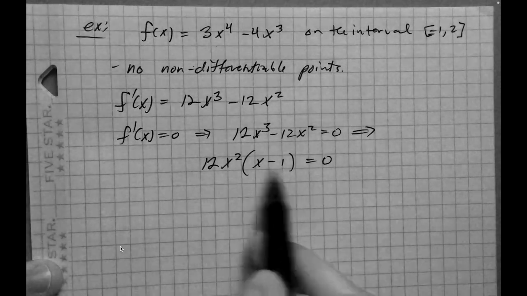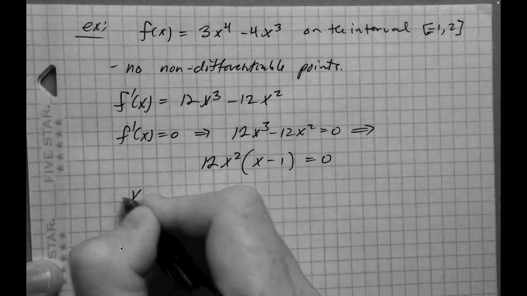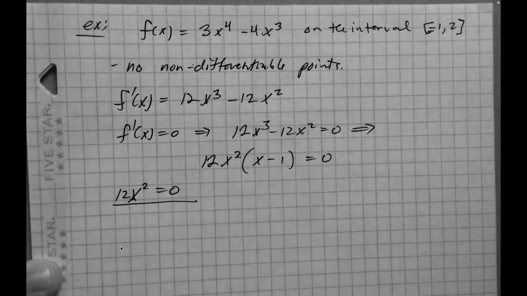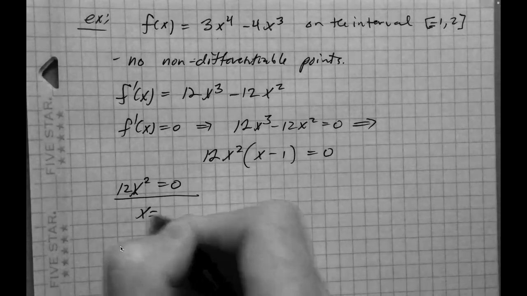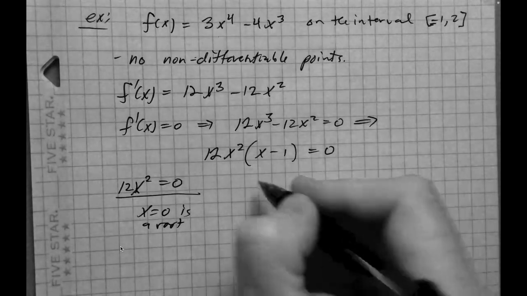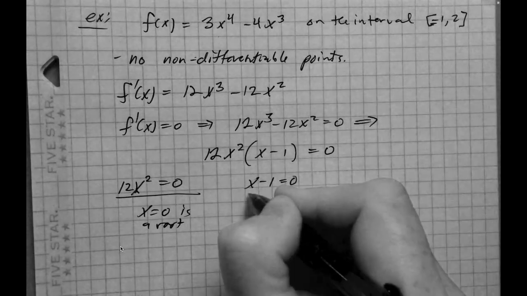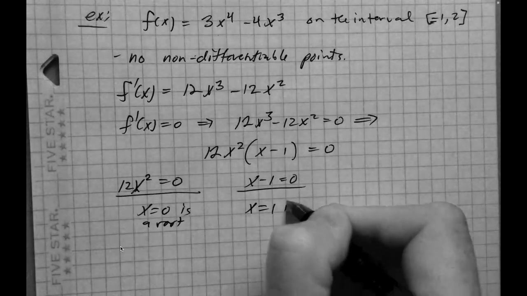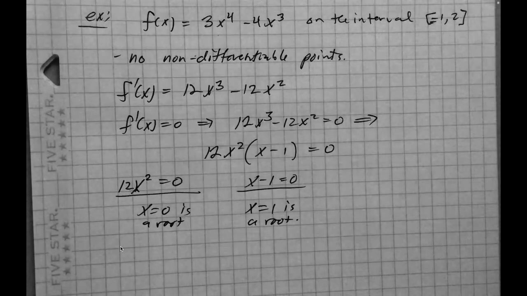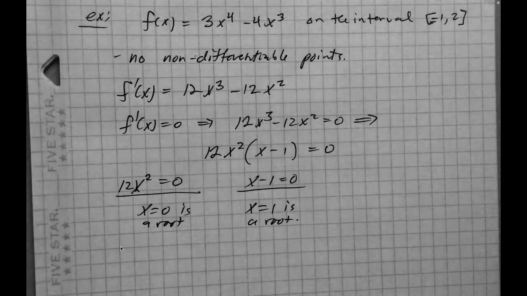So I've got two pieces here. The first one is 12x squared equals 0. Well, that just means that x equals 0 is a root. And then the other one is x minus 1 equals 0, so x equals 1 is a root. Okay, so I've got some critical numbers. Good. So x equals 0 is a critical number. x equals 1 is a critical number.